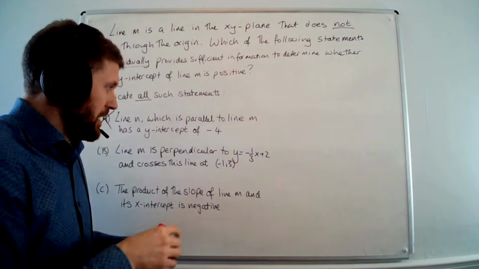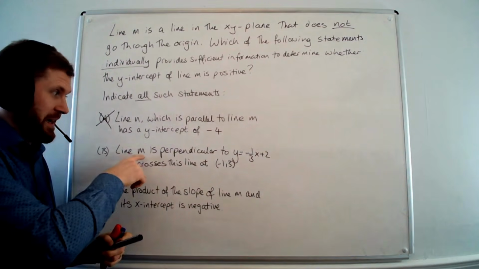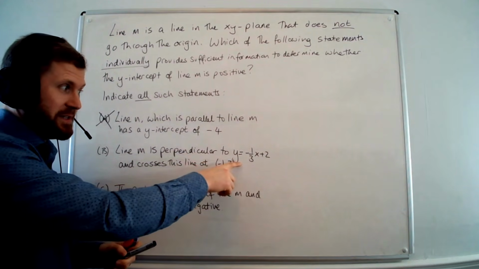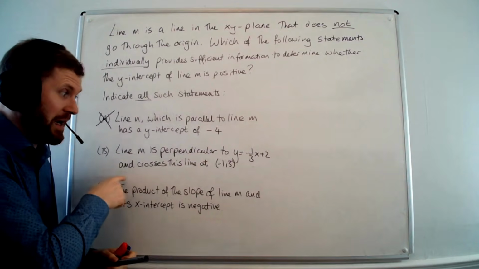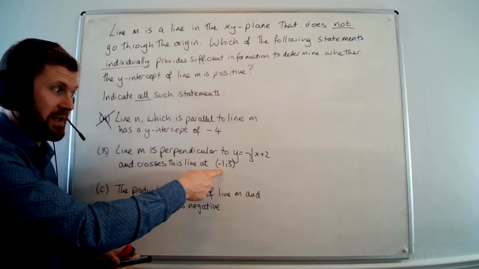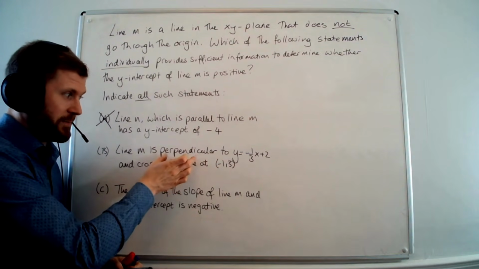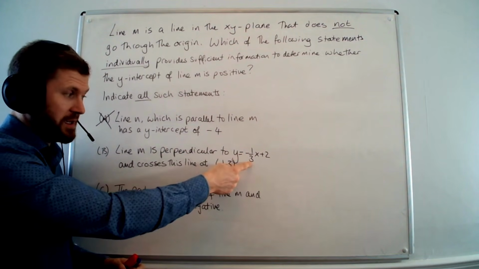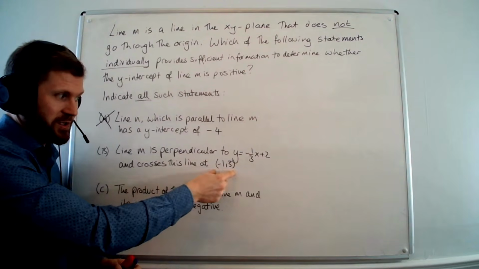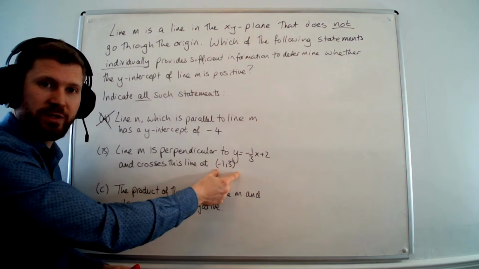All right. B tells me that line M is perpendicular to this line, y is -1/3 x plus 2, and crosses this line at -1/3. So I've got some information about the slope. I know it's perpendicular to this. And I've got some more information that line M goes through this point.